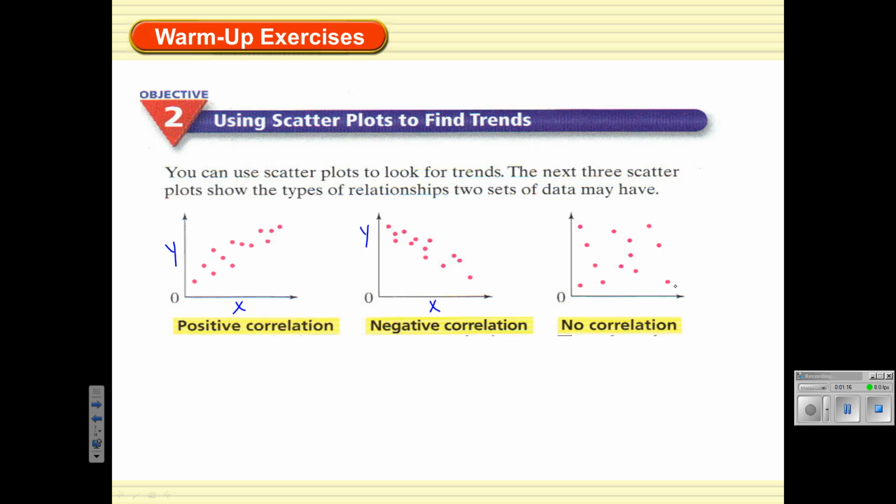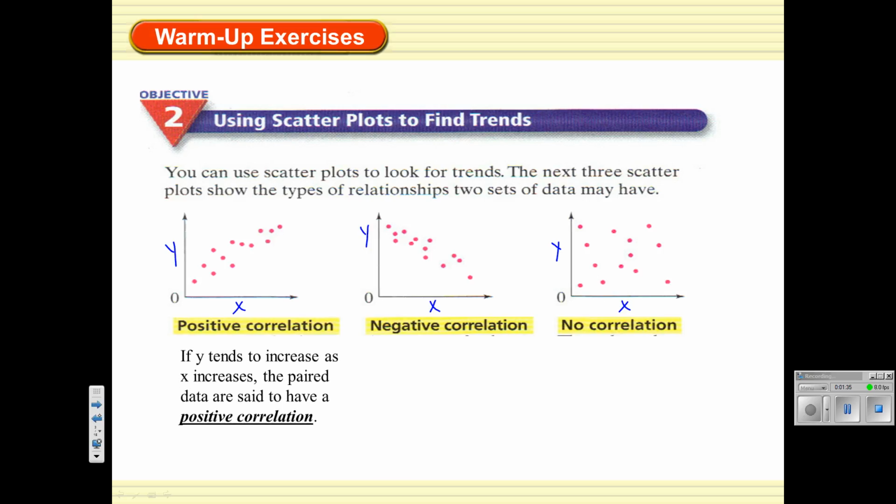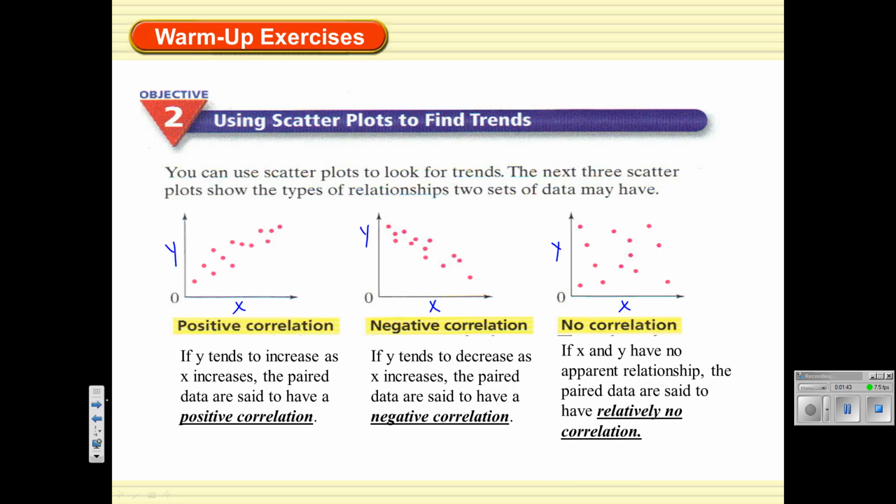And this is no correlation. Obviously, it's just random. There is no relationship between x and y, whatever those categories may be. And this happens in experiments. It happens in business, just seeing if x and y are related, and in this case they are not related, so there's no correlation. So there we go. If y tends to increase as x increases, it's positive. If y tends to decrease as x increases, it's negative. And obviously they can have no apparent relationship.